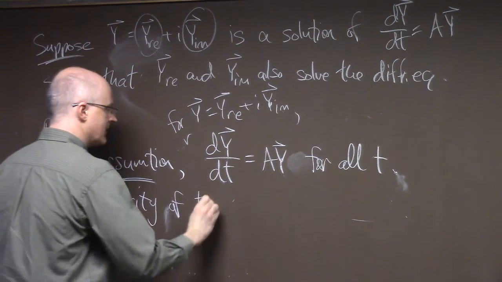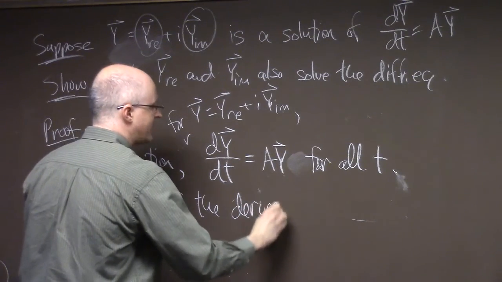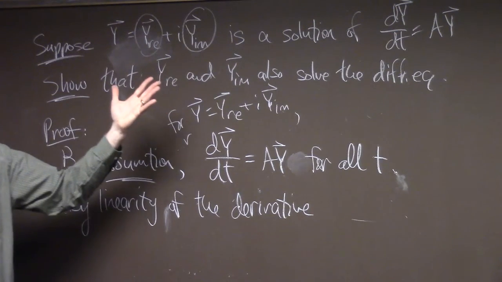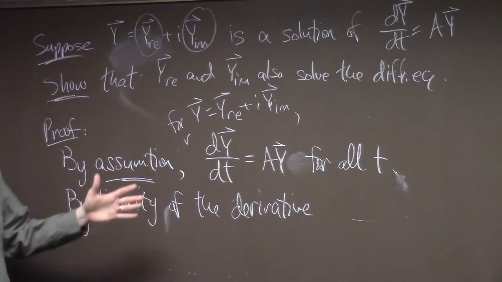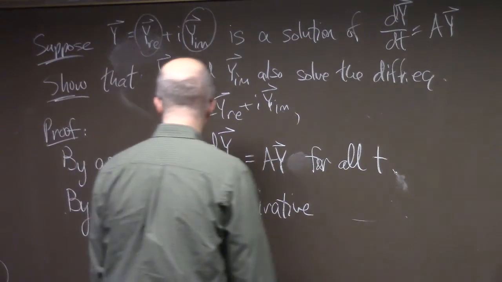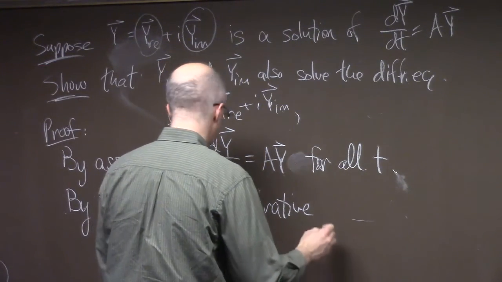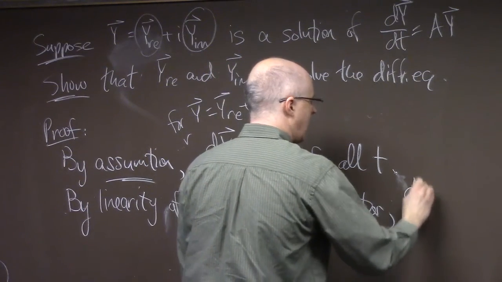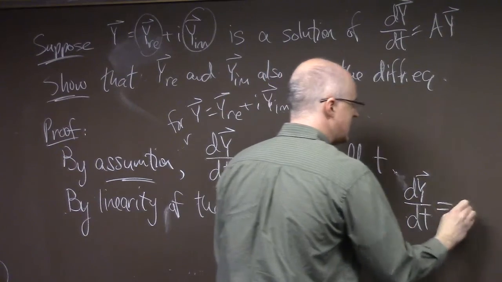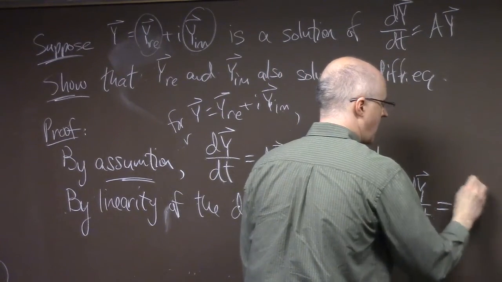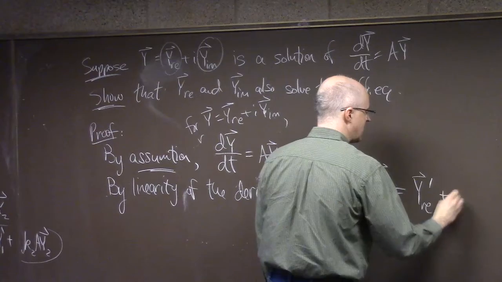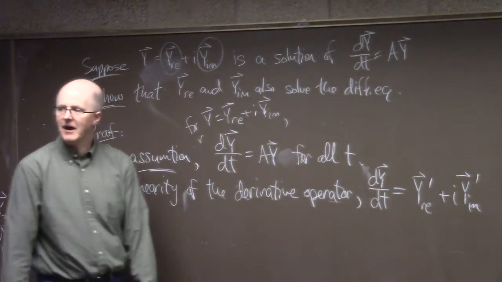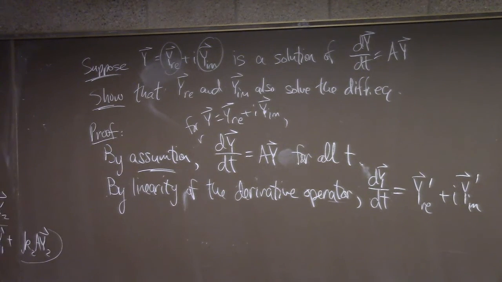of the derivative operator. We have to define what it means to take a derivative of a function that looks like this, and we haven't technically done that. So I'm sort of calling it a property, but it really is a definition in this sense. By linearity of the derivative operator, dy/dt is, I'll use primes here, Y_re prime plus I Y_im prime. Just to save a little time, I could use the d/dt notation there too.